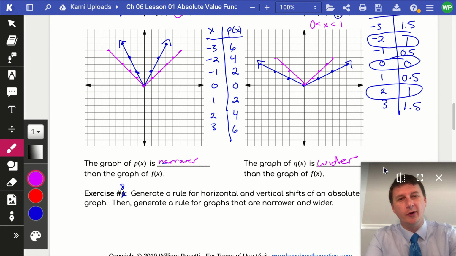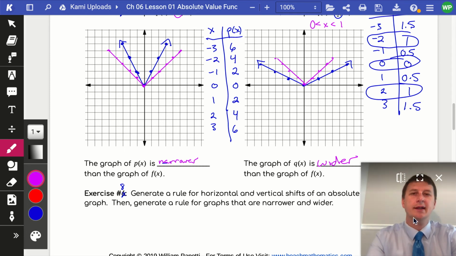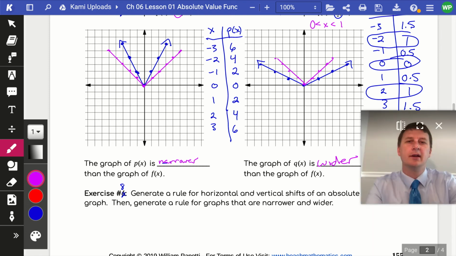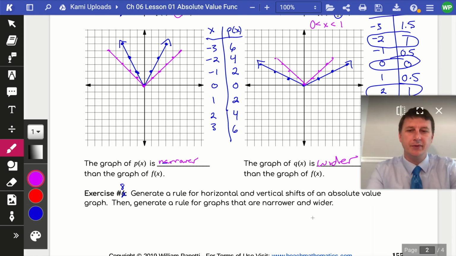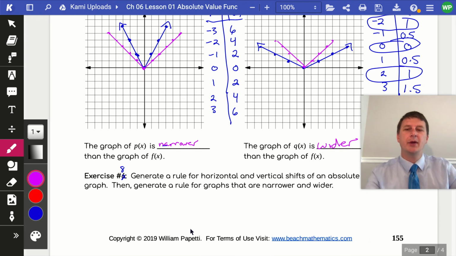Algebra 1. And in this video, we're going to sum up this lesson with 6 different rules that we have learned in the previous exercises. Now, if you didn't watch the previous exercises, I suggest you go back and take a look at those before we give it away with this rule. So we have to generate a rule in exercise number 8 for horizontal and vertical shifts of an absolute value graph, and then also generate a rule for graphs that are narrower and wider.